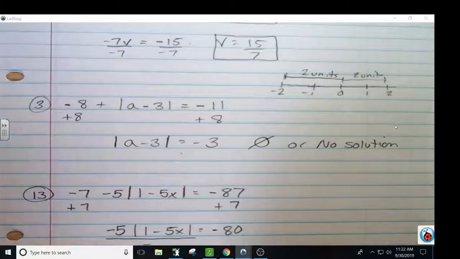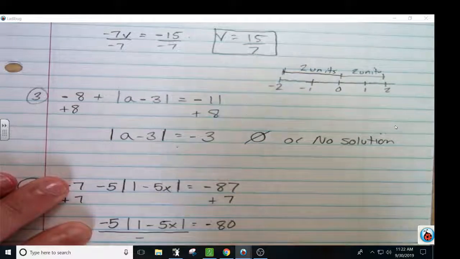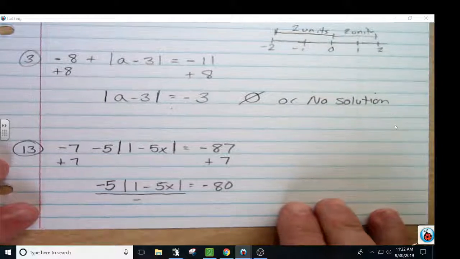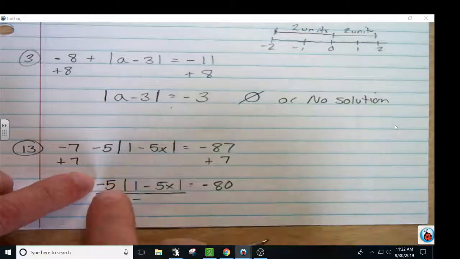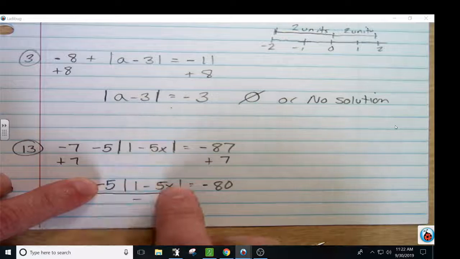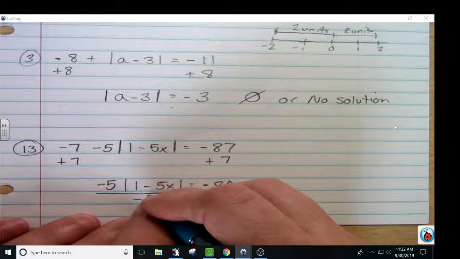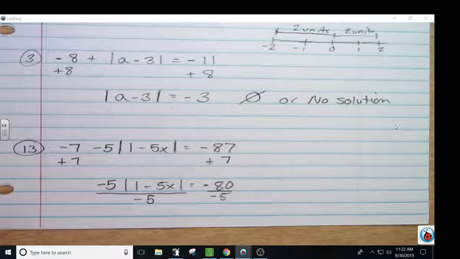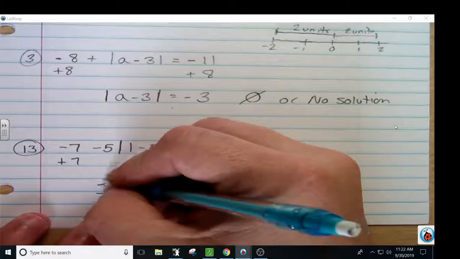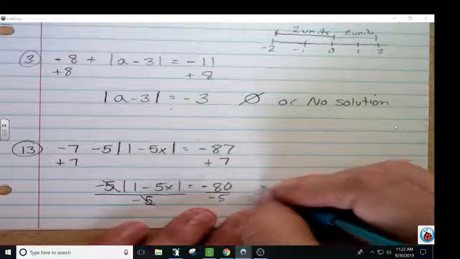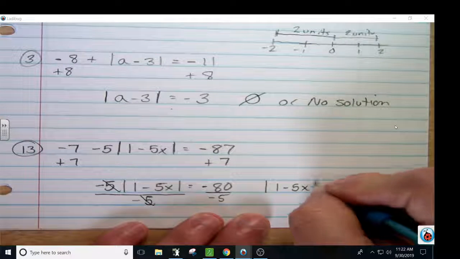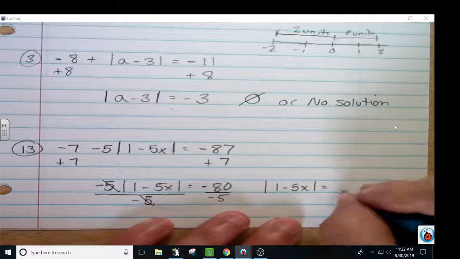All right, now the next thing I'm going to do: those are not parentheses. You're not going to distribute that. You're going to divide. That's negative 5 times the absolute value. You're going to divide both sides by negative 5. Now these cancel. That's the absolute value equals positive 16.